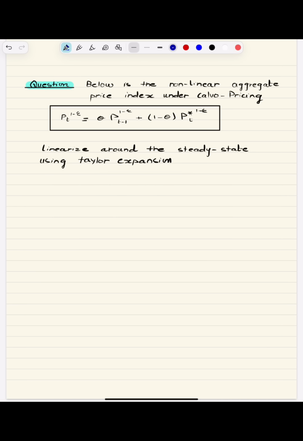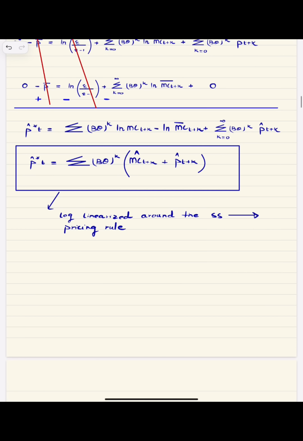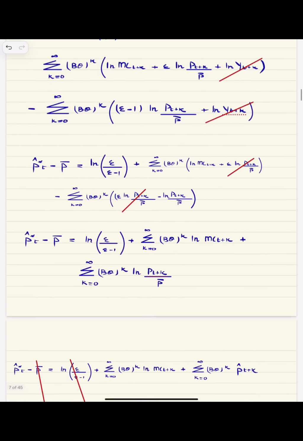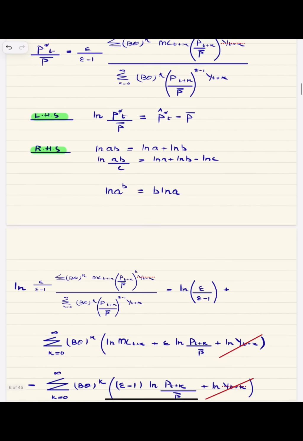Okay, so let's continue. Below is the non-linear aggregate price index under the Calvo pricing. This is what we're going to be using in our Phillips curve derivation, but we cannot use the non-linear version of the aggregate price index. We need to linearize it, okay? So in the previous section, we had the optimal pricing rule, and again, it was non-linear. So this was the non-linear version. We had to linearize it.